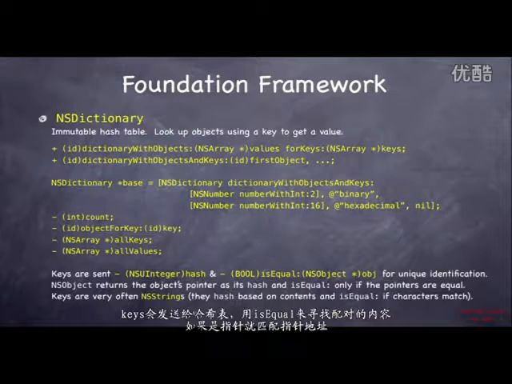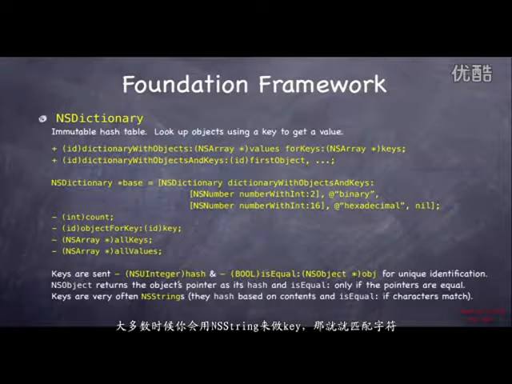The keys are sent this method hash, which is an NSObject method, and isEqual in order to identify them. It's a hash table after all. NSObject returns the object's pointer as its hash and isEqual if the pointers are the same.